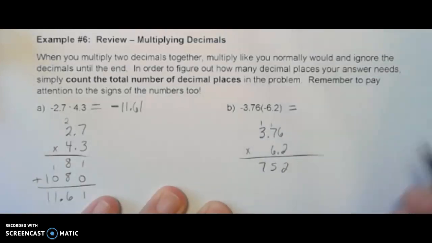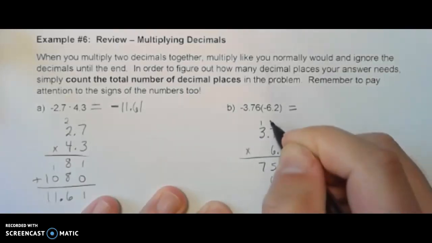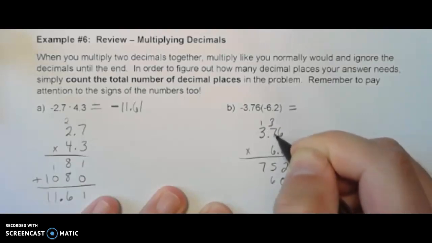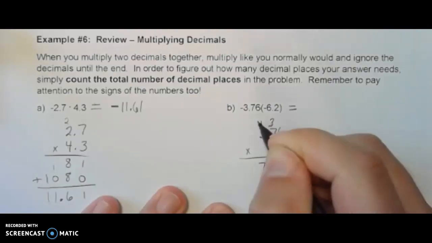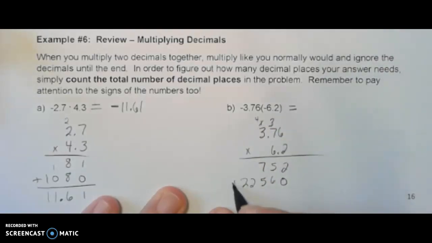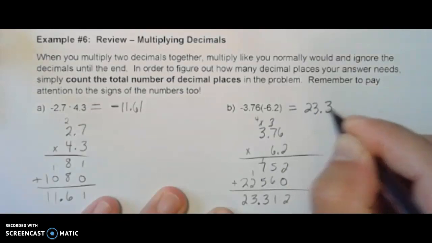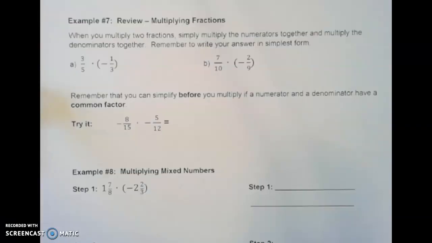add 1 is 7. We need a 0 placeholder, and now 6 times 6 is 36. 6 times 7 is 42, add 3 is 45. And 6 times 3 is 18, add 4 is 22. And now we add 2, 11, that's 8, and 5 is 13. That's a 3, that's a 2. And now this had 2 decimal places, this has 1, that's a total of 3, so we move in once, twice, 3 times, and we get an answer of 23 and 312 thousandths.